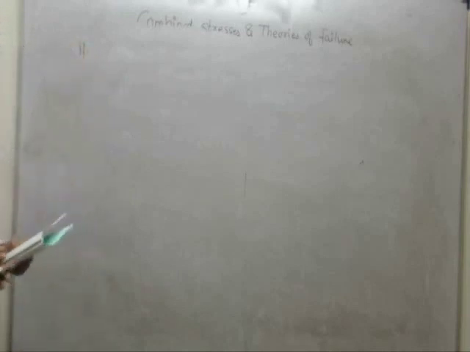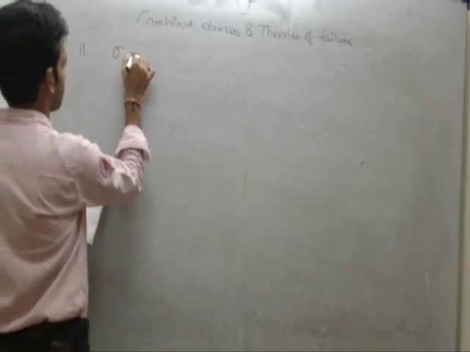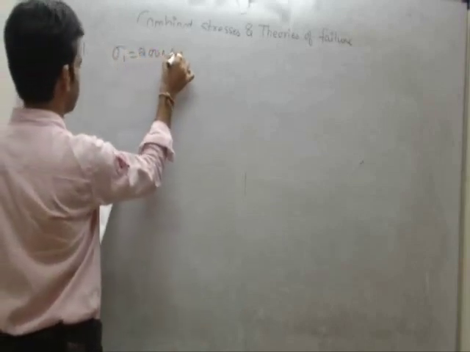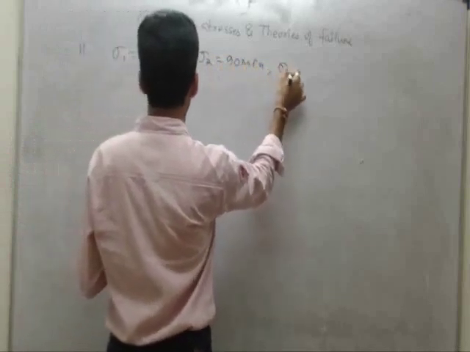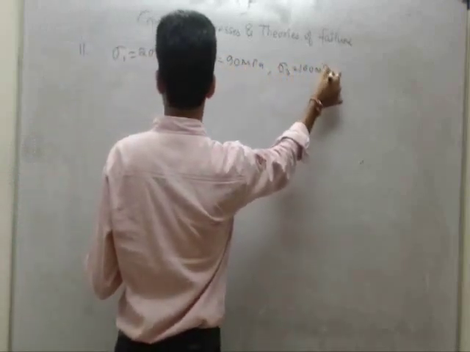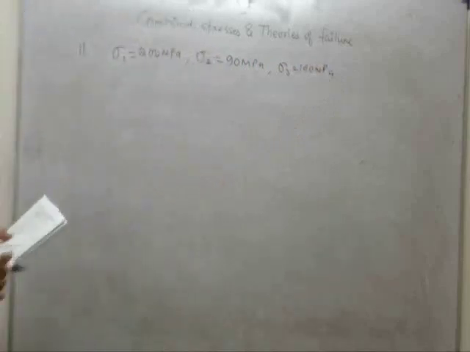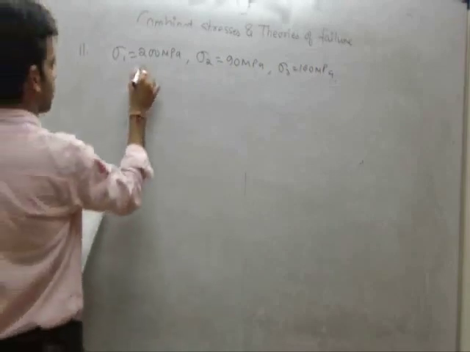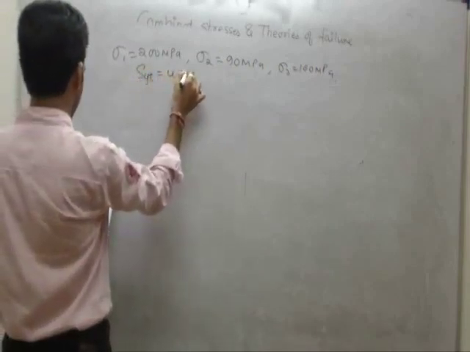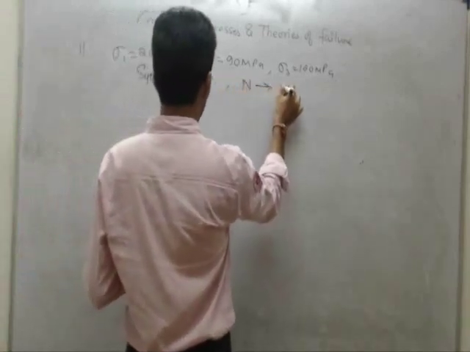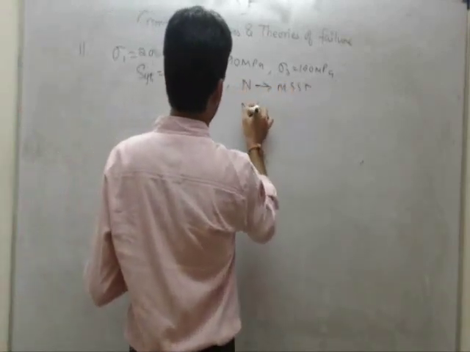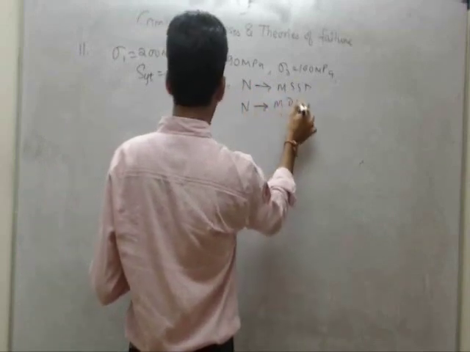Okay, just read this question. State of stress in a system is described by sigma 1 is given as 200 megapascal, sigma 2 is given as 90 megapascal, and sigma 3 is given as 160 megapascal. If a material of tensile yield strength of 400 megapascal is used, okay, yield strength in tension is given as 400 megapascal. We have to determine factor of safety according to maximum shear stress theory and factor of safety according to maximum distortion energy theory.